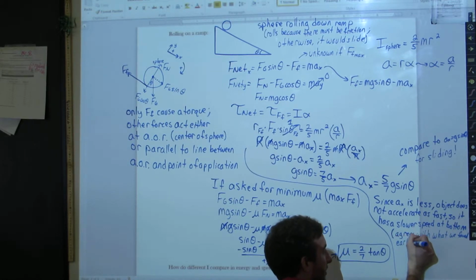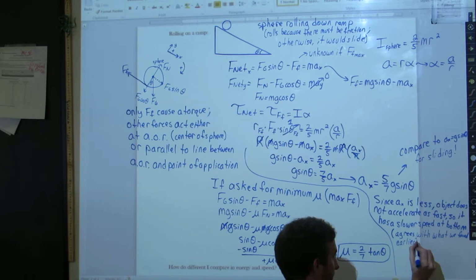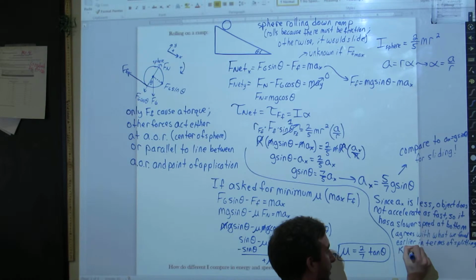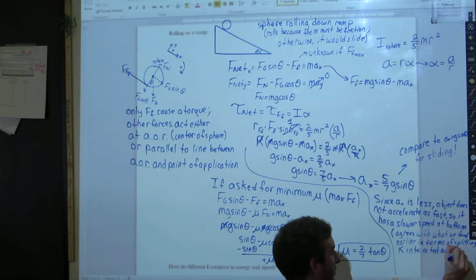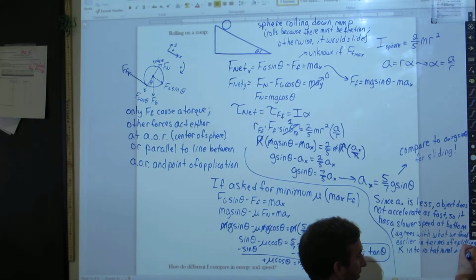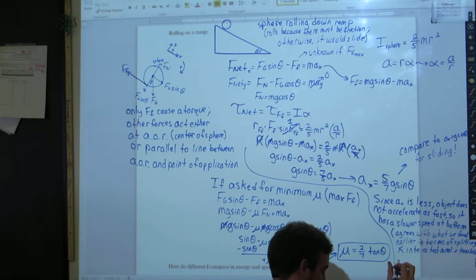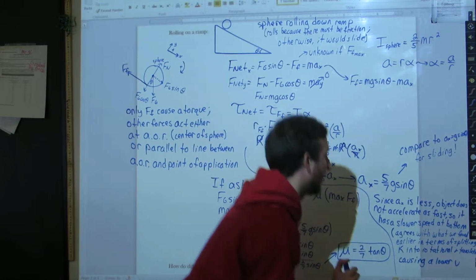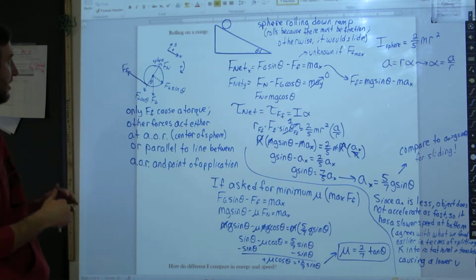It agrees with what we found earlier in terms of splitting the kinetic energy into rotational and translational, causing a lower velocity. I know it's a lot of writing.